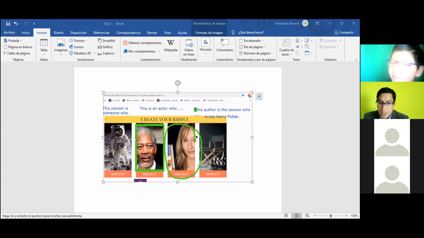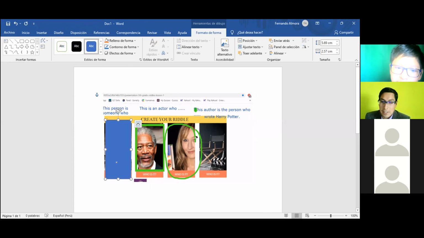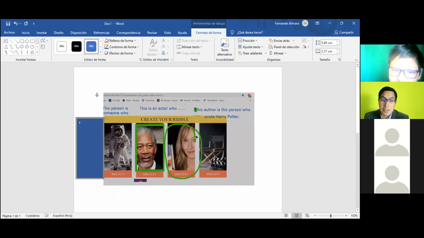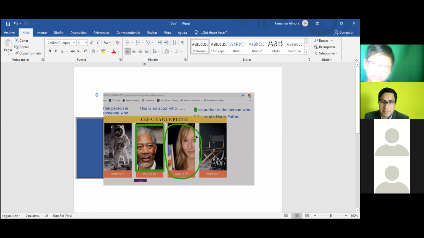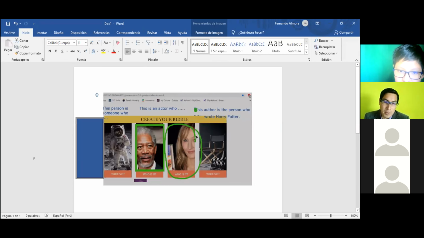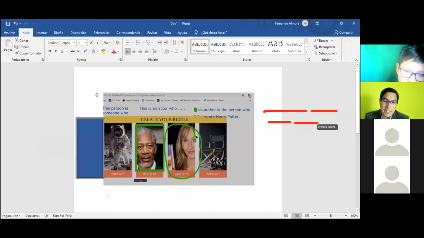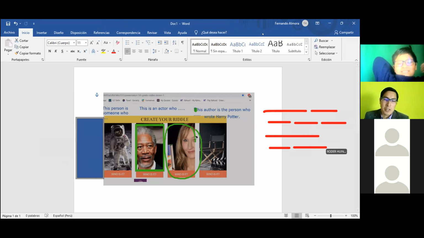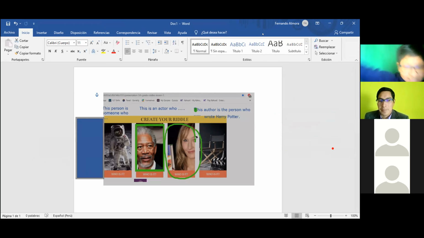Create two riddles. You are going to present the riddle. Not only actors or authors. You can talk about soccer players. For example, if I say, this is the soccer player who played in Barcelona. He is from Argentina. And he is the best soccer player. Who is it? Lionel Messi. Very good. You see? I described Messi. This soccer player is someone who played in Barcelona, because now he is in another team. He is from Argentina. He is short and very strong. You see, you describe the person. It's possible. Okay?